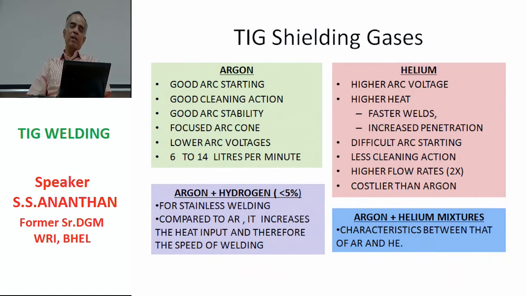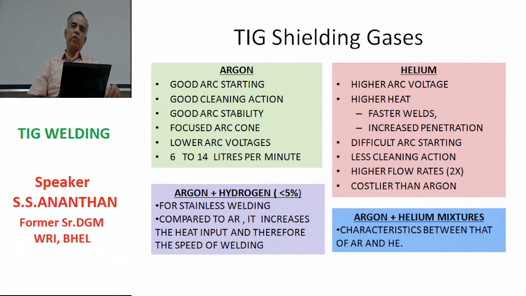So the characteristic is according to the mixture, the proportion of argon and helium. So you can get a much better arc starting, but at the same time you can get a much better heat available in the system. These are mainly employed in automatic welding processes in some of the industries of joining stainless steel. The more common and much cheaper application is using argon plus hydrogen mixture, less than 5%.